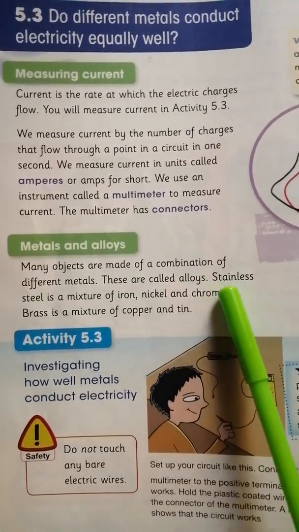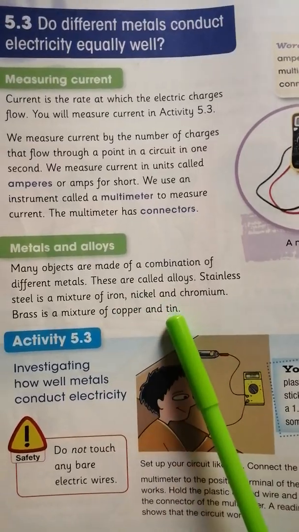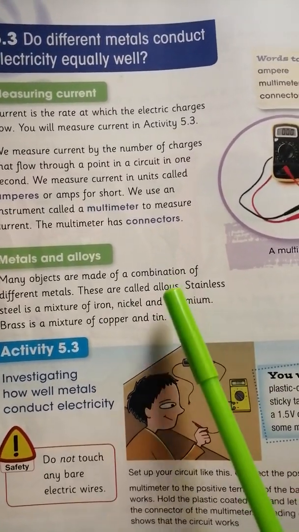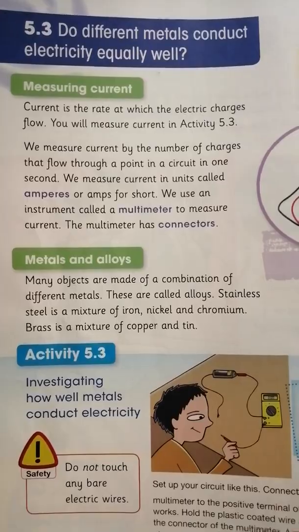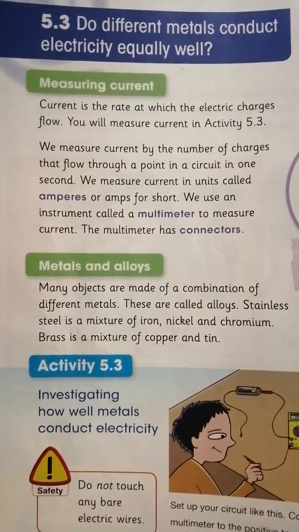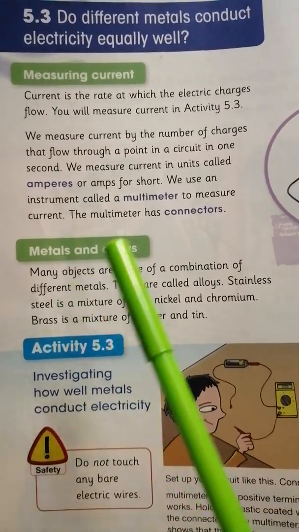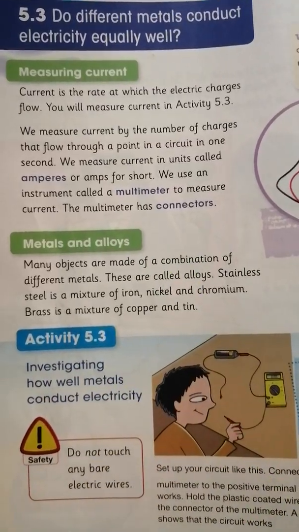Iron, nickel, chromium, copper, and tin are metals. Metals are pure substances made of one metal, but alloys are made of 2 or 3 mixture or combination of metals.